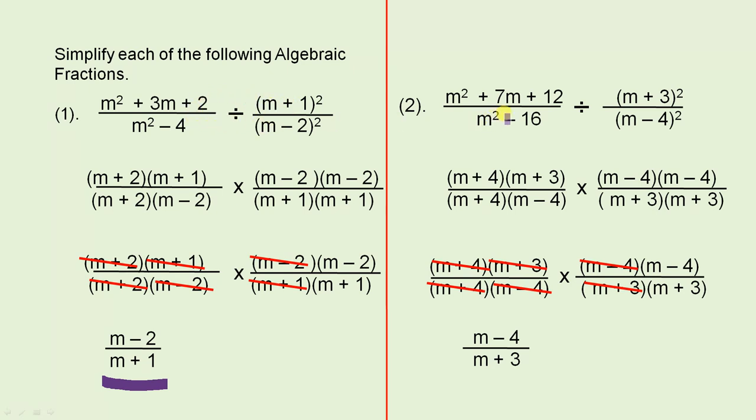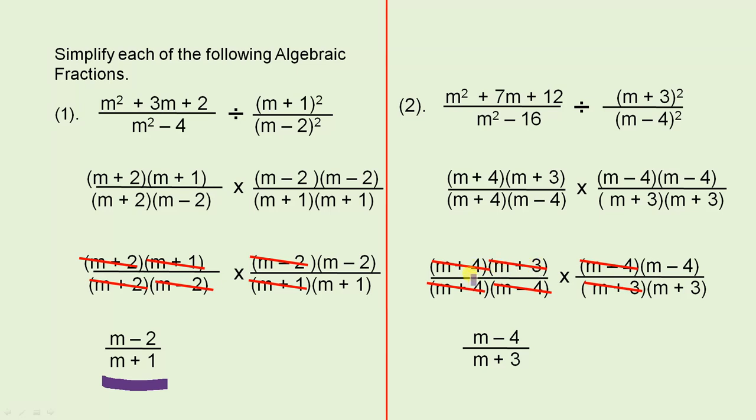Number 2, we have this algebraic fraction divided by this one. We turn this algebraic fraction upside down and do multiplication, and that's what we've done here. So we have done our factorisation for each of those expressions, and all we do now, I've transposed that down there, so that enables us to do the cancelling.